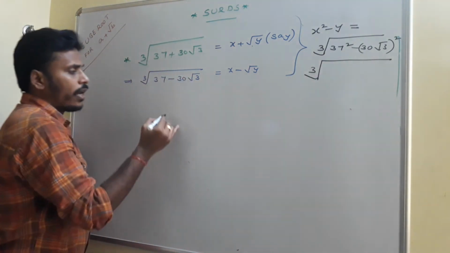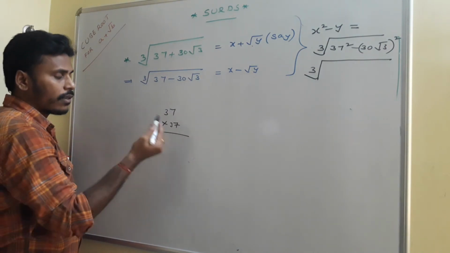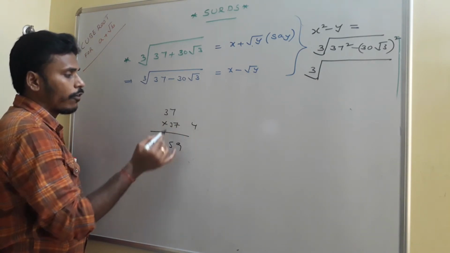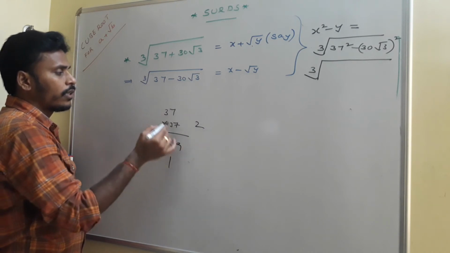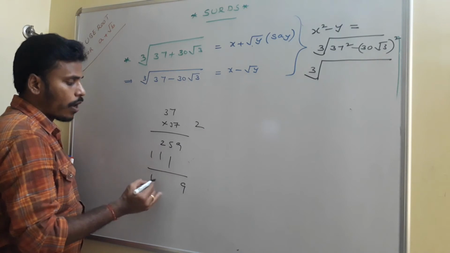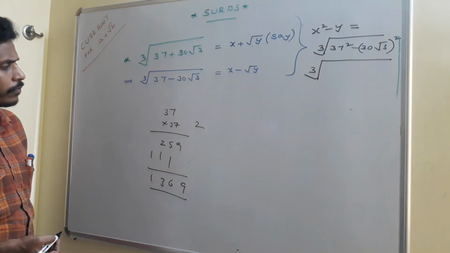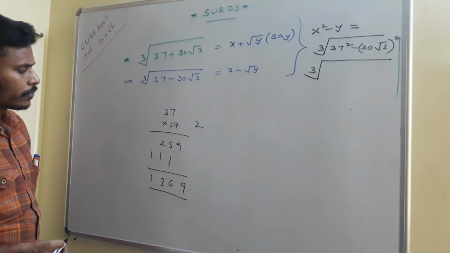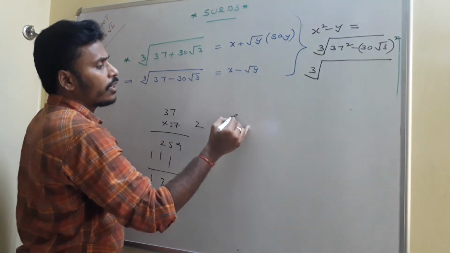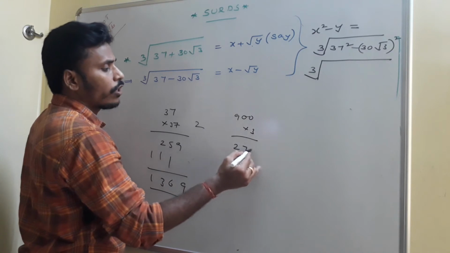See, 37 square, if you wish to multiply, how can you solve? Can anybody say 37 times 37? 7 sevens is 49, 7 threes is 21 and 4 is 25. 3 sevens is 21, 3 threes is 9 and 2 is 11. If I am not wrong, this is 1369. Is it right? If this is 1369, then what is 30 root 3 square? 30 square is 900 into root 3 square is 3. 900 into 3 is 2700.